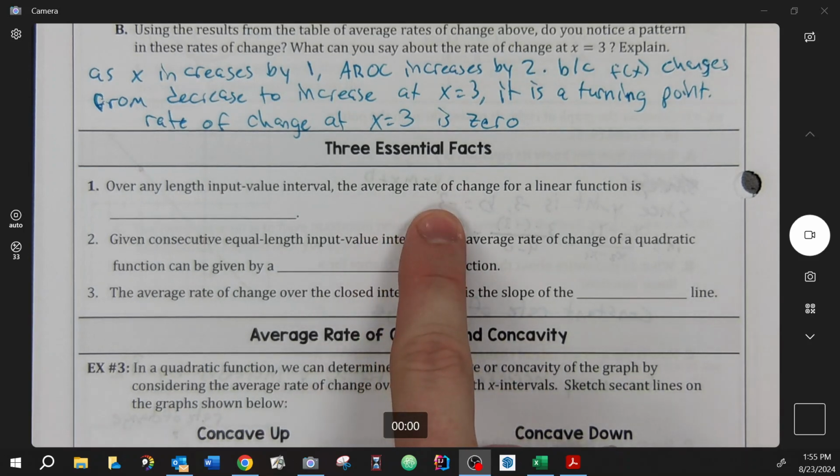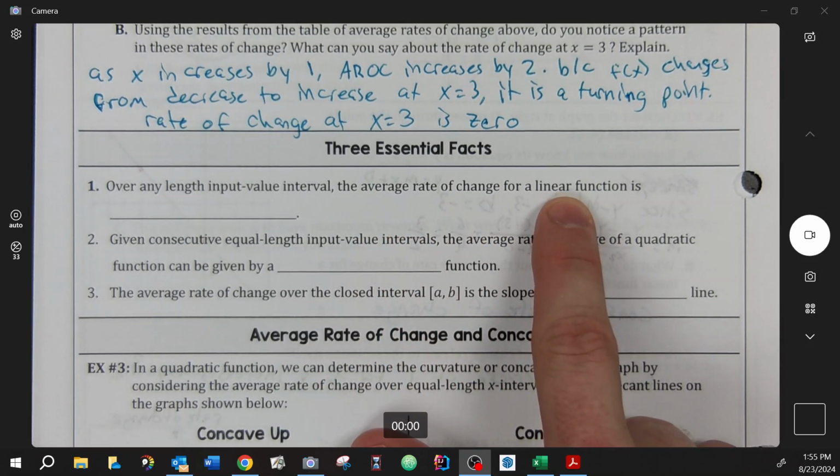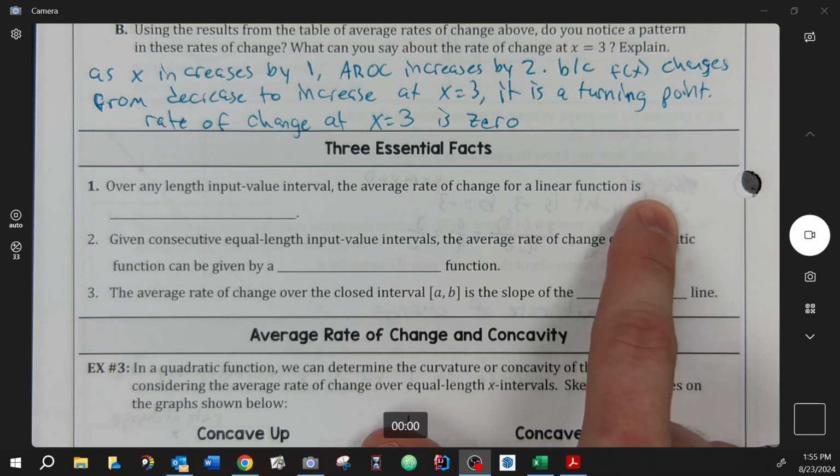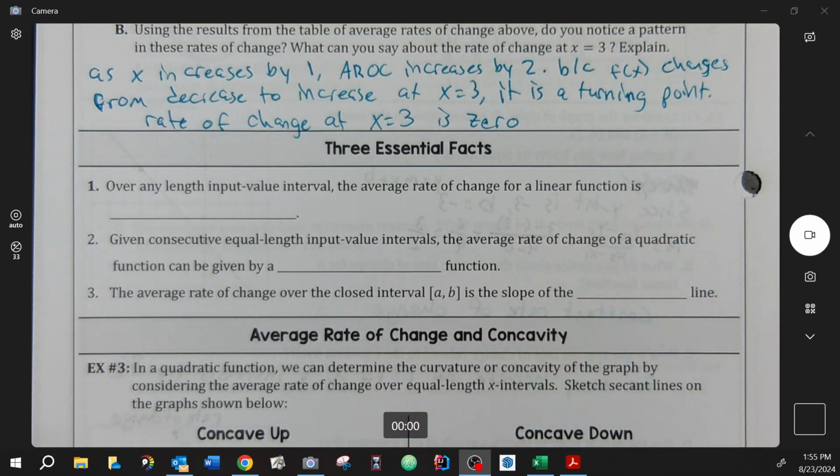The average rate of change for every linear function is always the same. Average rate of change for a linear function is exactly what Hunter said, constant.